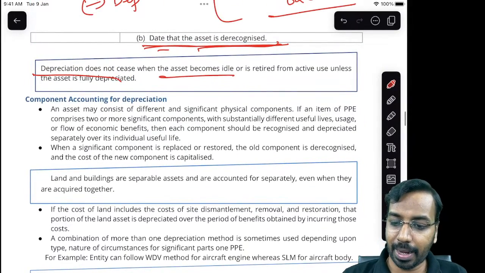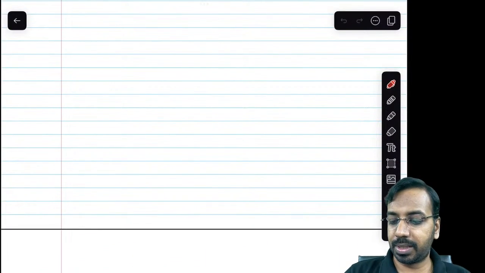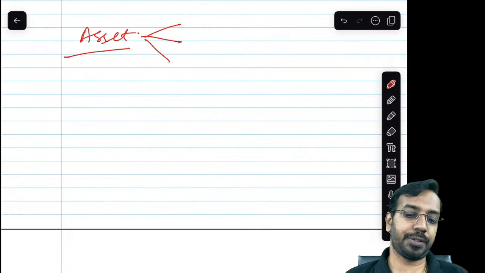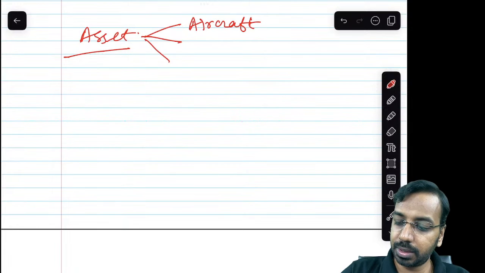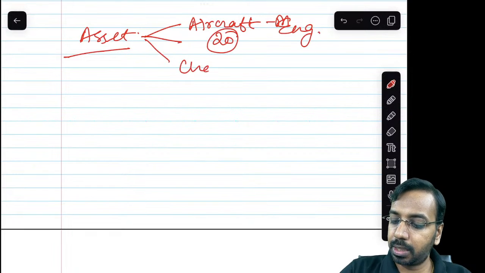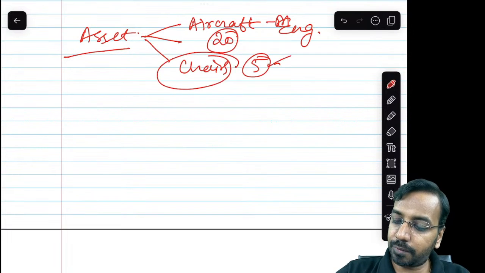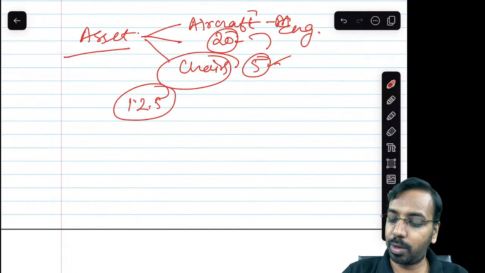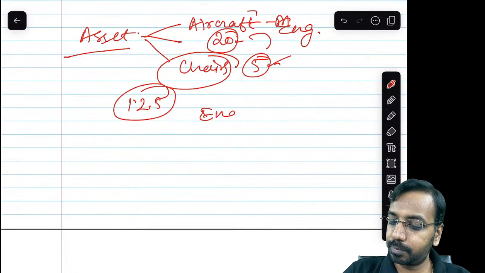Now coming back to component accounting and depreciation. Sometimes you have an asset which has different components with different useful lives. For example, the typical example is an aircraft, machine or engine. The engine has a 20-year useful life. Chairs have a 5-year useful life. Now, I cannot depreciate chairs over 5 years and the aircraft over 20 years. Or I cannot say that 20 plus 5 is 25, so I will depreciate both of them at 12.5 years. That is not allowed. So what the standard says is, calculate the value of the engine, chairs.